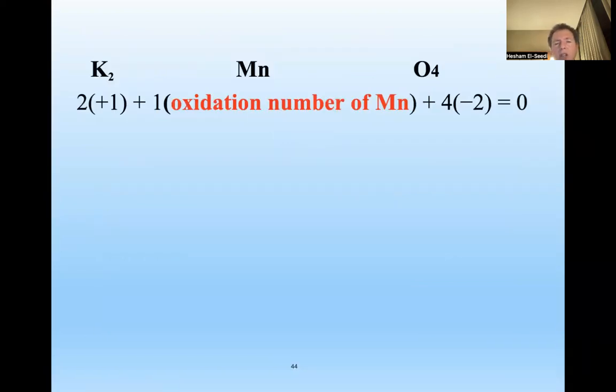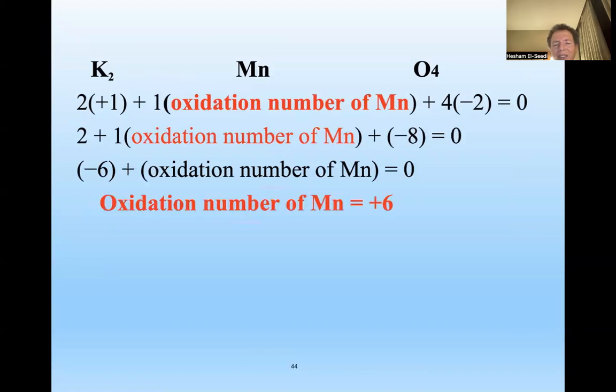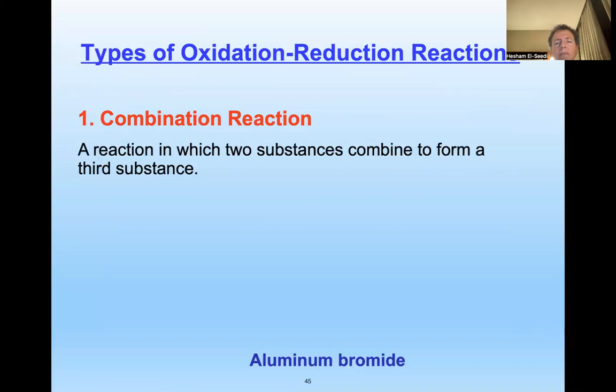And if you take K2MnO4, it is in the same way: 2 multiplied by 1, and manganese, right? Then oxygen 4 multiplied by -2 will equal 0. Then you continue to calculate it, and you will get the oxidation number of manganese, which in this case is +6. So in KMnO4, the manganese could be +6 or could be +7.